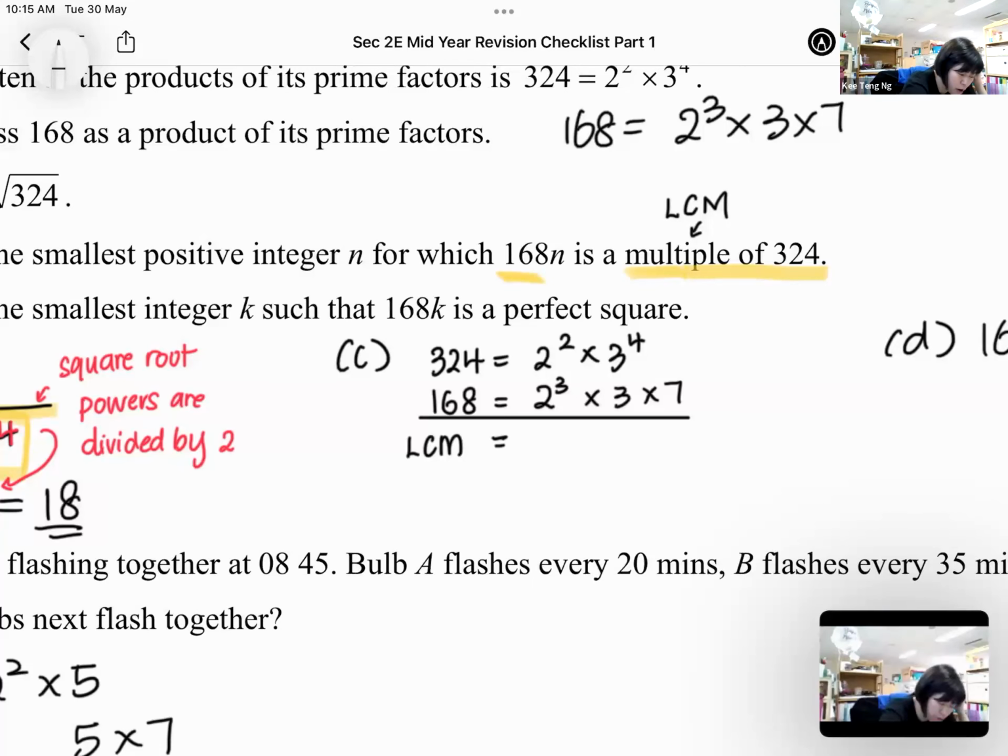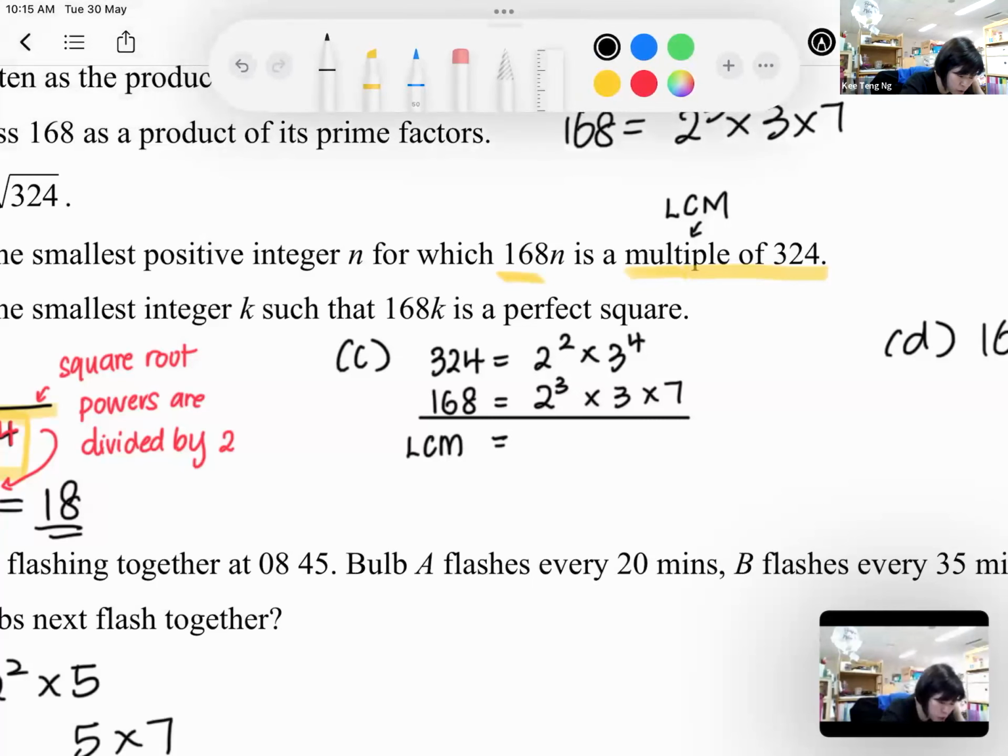Okay, so you choose all the factors. I have 2, I have 3, and I have 7. And like what Jun said, we choose the one with the highest power. So for 2, we choose power 3. For 3, we choose power 4. 7 is power 1, so just 7 to the power 1 itself.